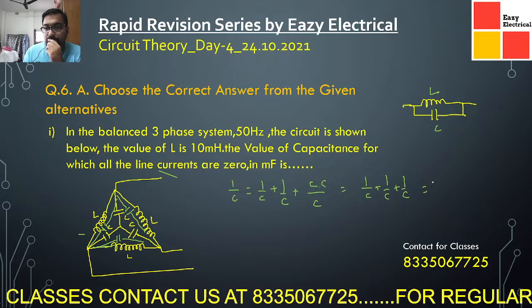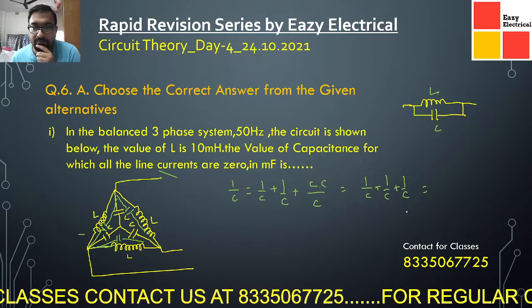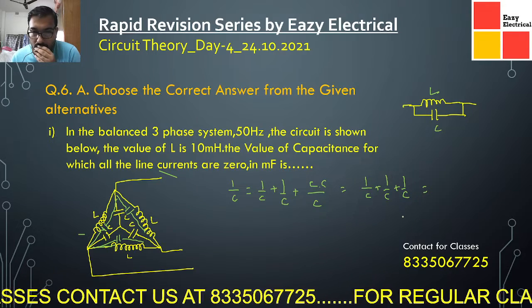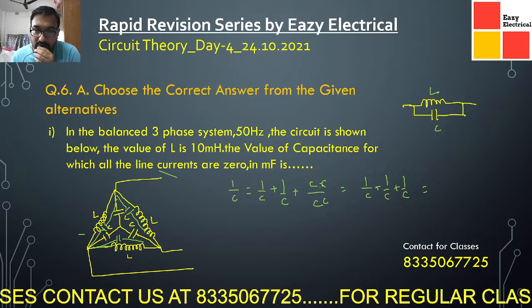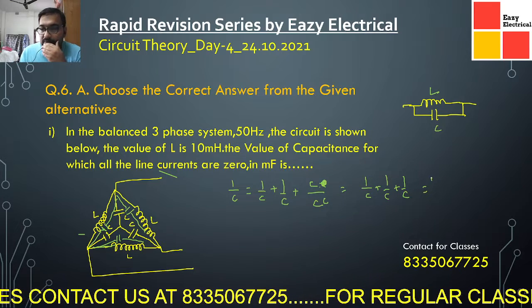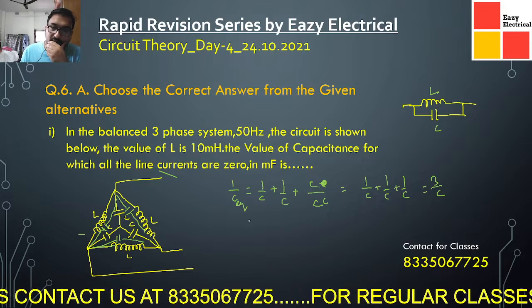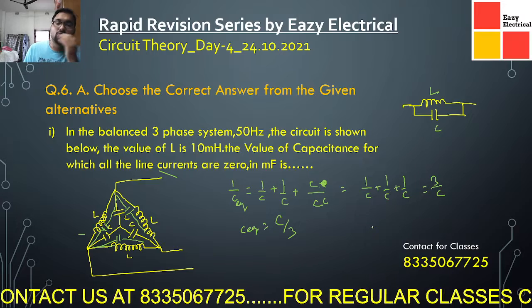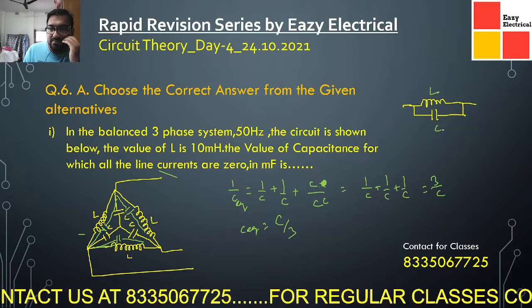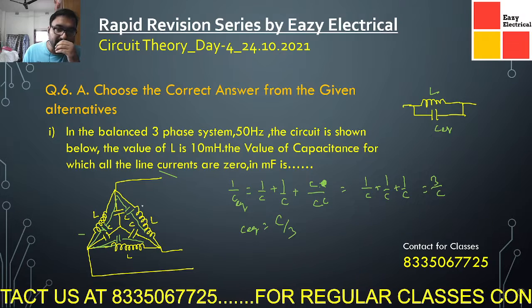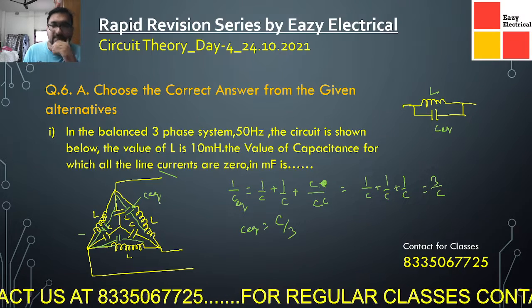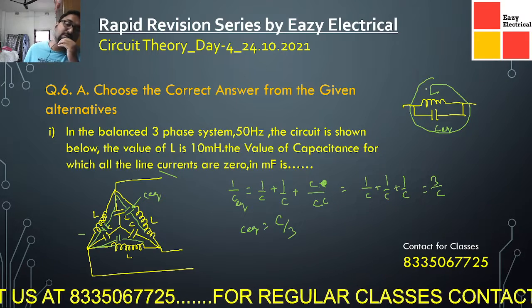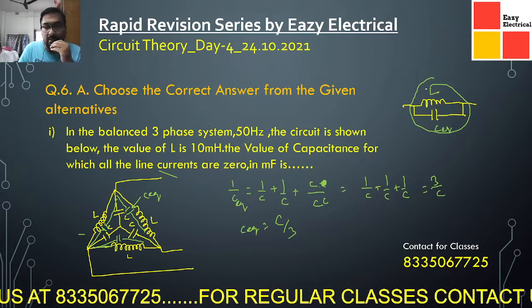So that will be 3 by C. So C equivalent will be C by 3, like this. So here whatever we are getting is C equivalent. Now if you consider this impedance, it will be 0, right? And this impedance will be infinite, right or not?